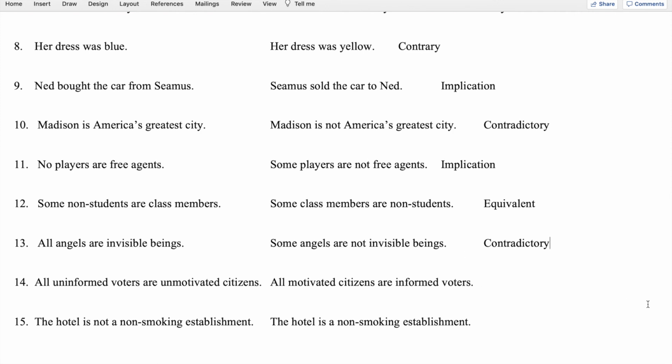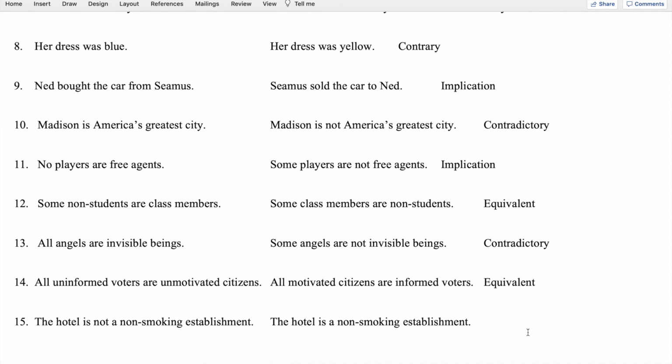Number 14, all uninformed voters are unmotivated citizens. And then all motivated citizens are informed voters. So if we take that first statement, the universal affirmative, and we also have a universal affirmative in the second statement, what do you notice about it? That is, the terms have been replaced by their complements and they have switched positions, or the statement has been converted. So the second statement is the contraposition of the first statement, and so we have again equivalent statements.